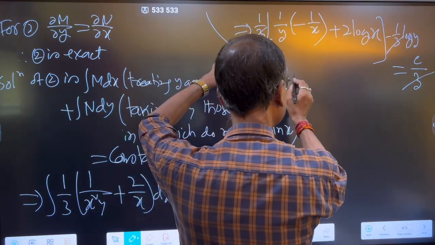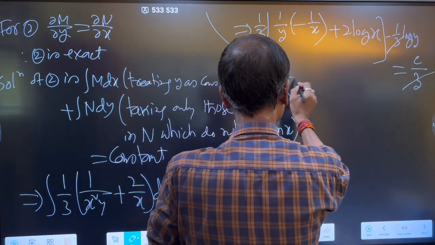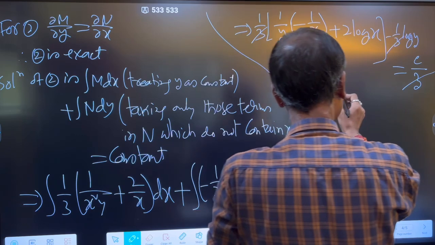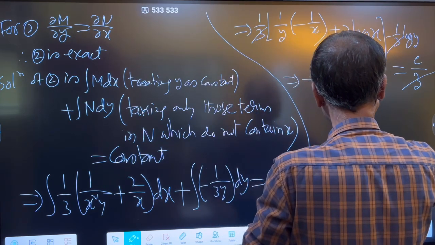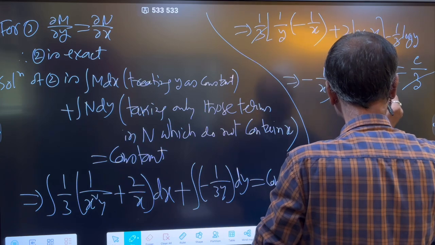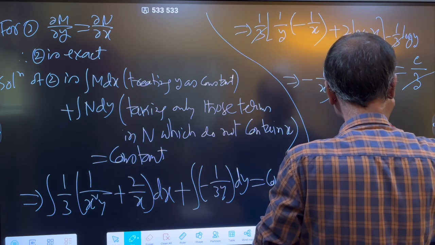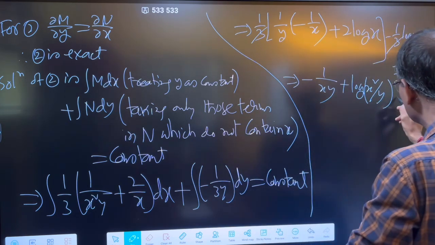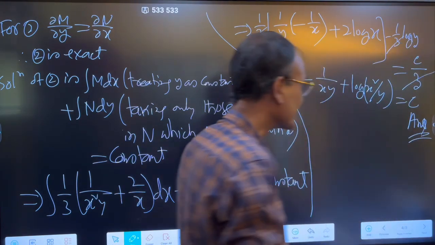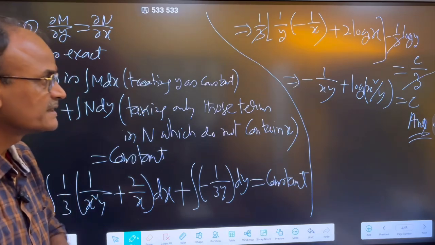This means minus 1 by xy plus log of x square by y equal to c. This is the answer of this differential equation.